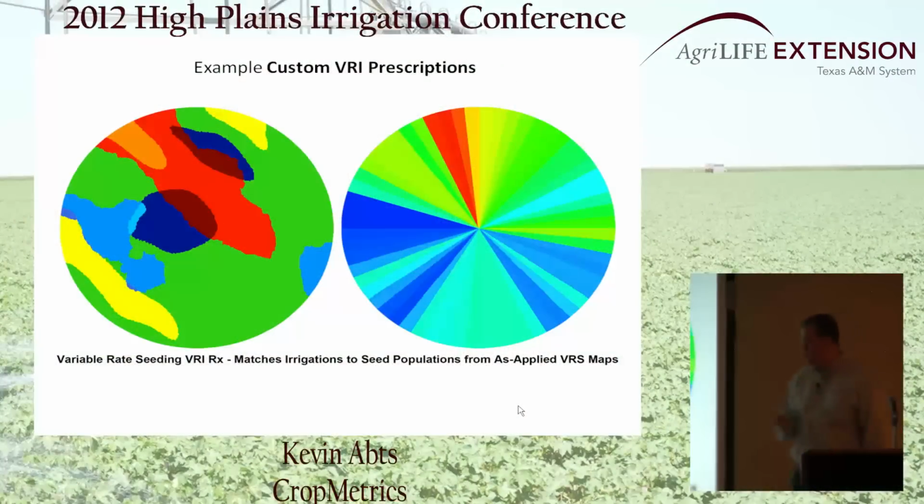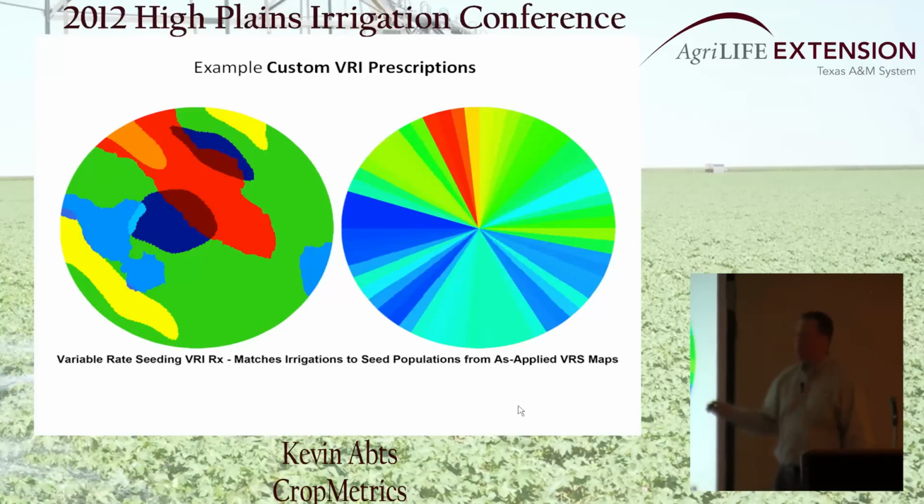This here is called a variable rate seeding prescription. I refer to it as more of an advanced variable rate seeding prescription. Some of you may be dabbling in variable rate seeding. What this is, is a zone map we've created that's an intersection of your EM soil with your topography.